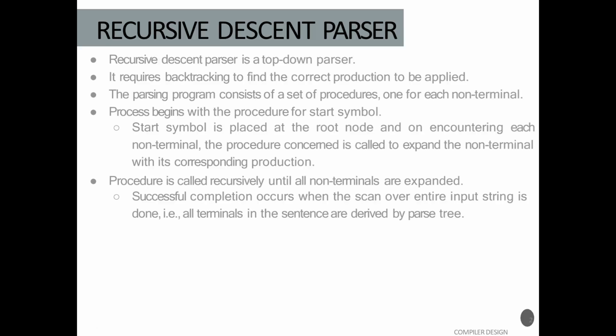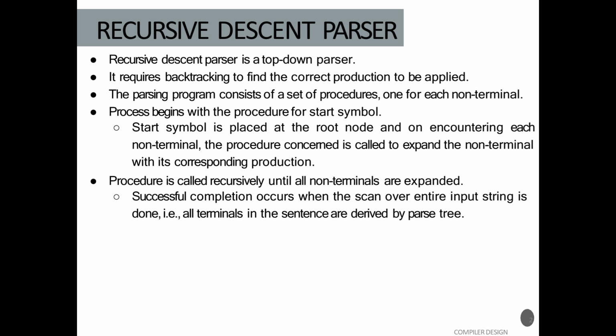In recursive descent parsing, as I told, it is a top-down parser. It requires backtracking to find the correct production to be applied. The parsing program consists of a set of procedures, one for each non-terminal. The process begins with the procedure for the start symbol, which is placed at the root node. On encountering each non-terminal, the procedure concerned is called to expand the non-terminal with its corresponding production. This procedure is called recursively until all non-terminals are expanded.